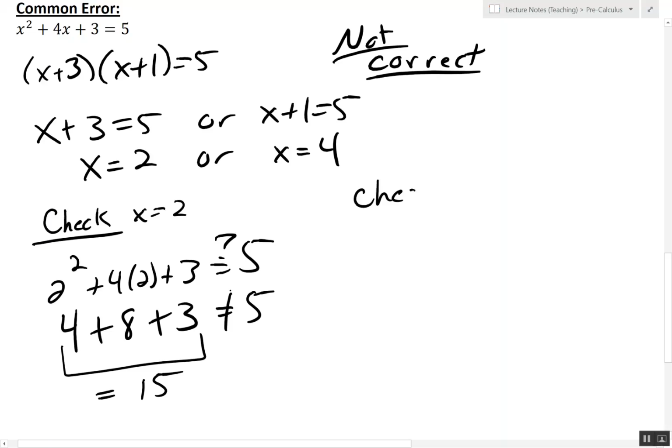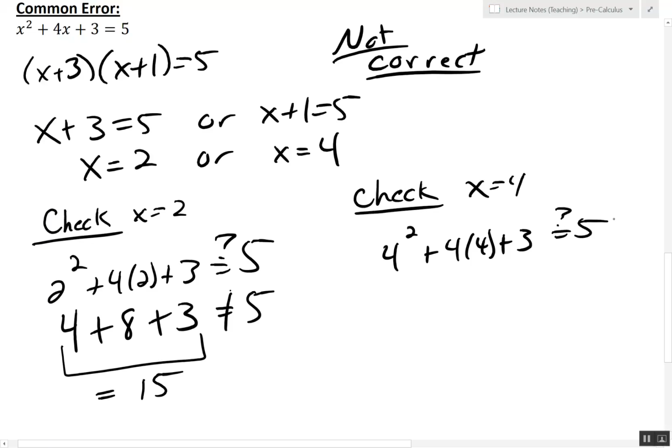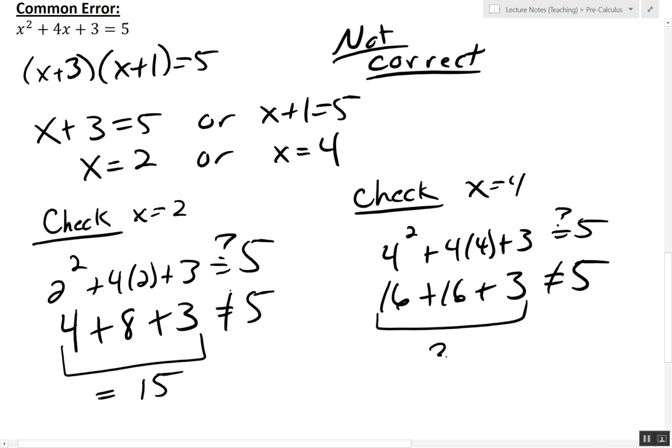If we check x equals 4, we're going to get 4 squared plus 4 times 4 plus 3, and we're going to see if that equals 5. And so we're going to get 16 plus 16 plus 3, and that does not equal 5. In fact, this is 35.